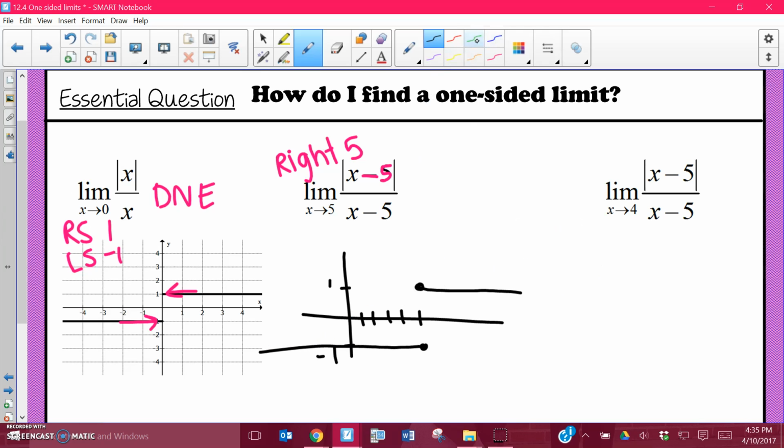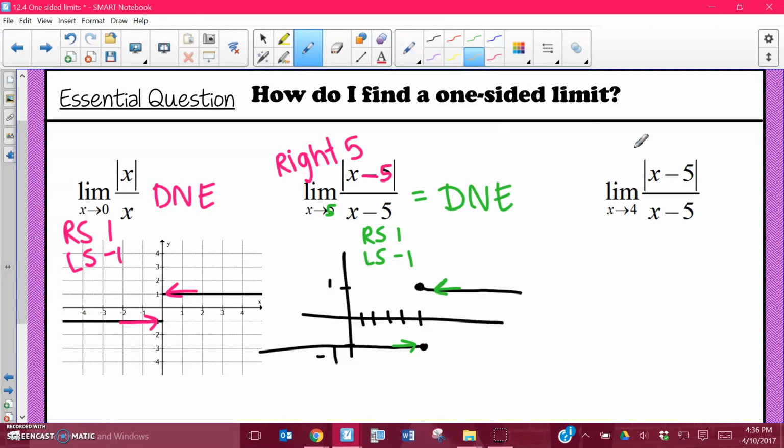So if I look here, again, I'm going to 5 on this. X is 5. So 1, 2, 3, 4, 5. As I'm coming in from that right side, my limit is again at 1. But as I'm going to the left side, or from the left side, it's at -1. So this limit does not exist either.